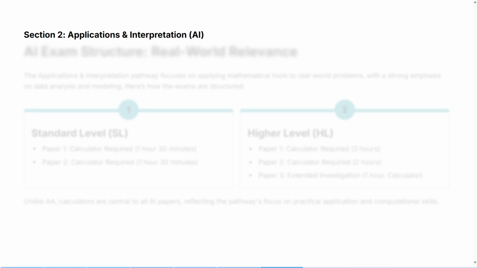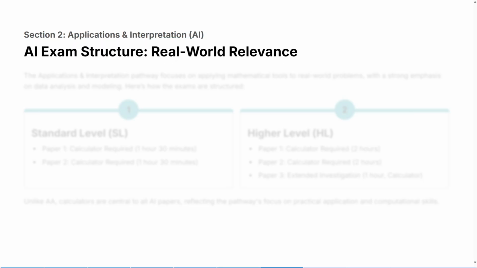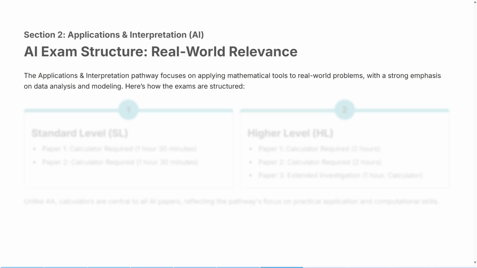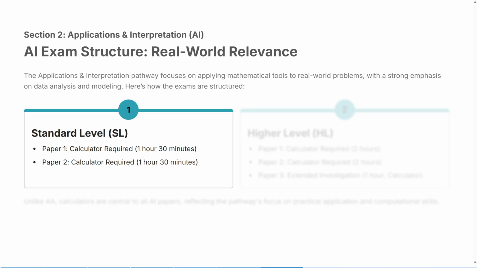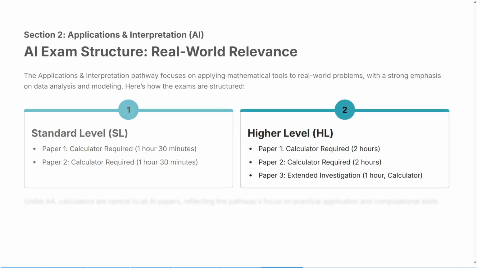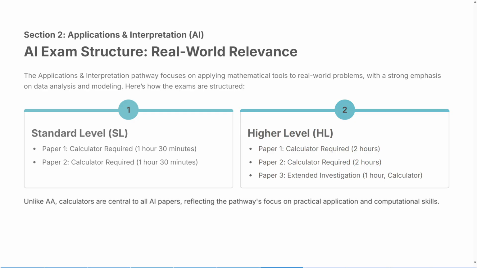Now let's turn to applications and interpretation, also known as AI. This pathway emphasizes applying mathematics to real-world problems, especially through statistics and modeling. At standard level, there are 2 calculator papers, both 90 minutes each. At higher level, there are 3 papers: paper 1 and 2, each 2 hours with calculator use, and paper 3, a 1 hour extended investigation, also with calculator.